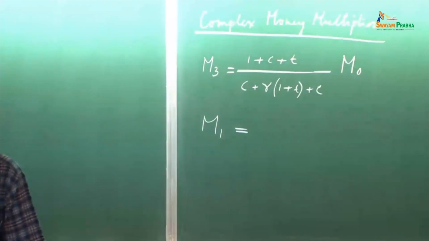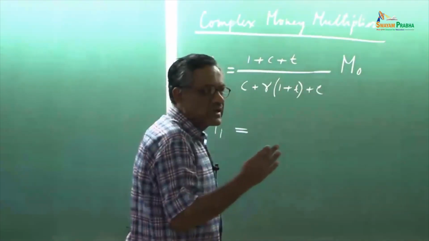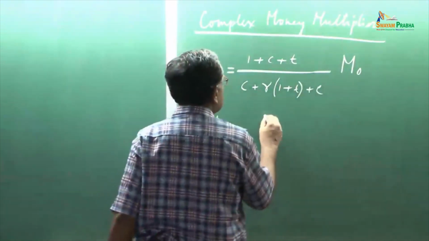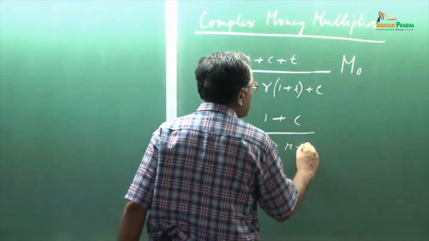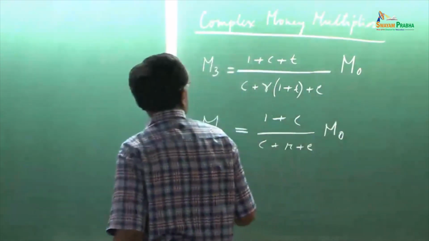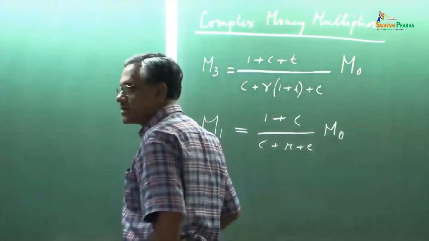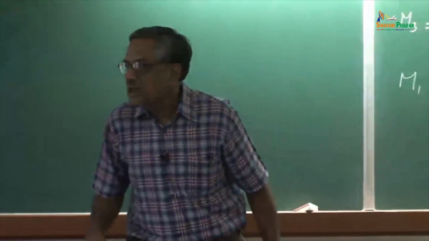1 plus C over C plus R plus E. R was a truncated reserve ratio. 1 plus C over C plus R plus E. Now, this multiplier was very weak, had no influence on M1.